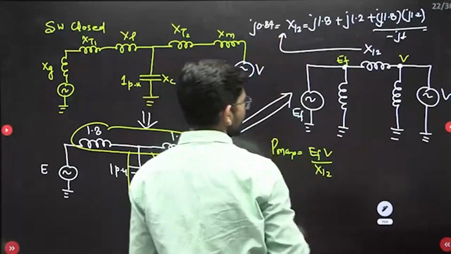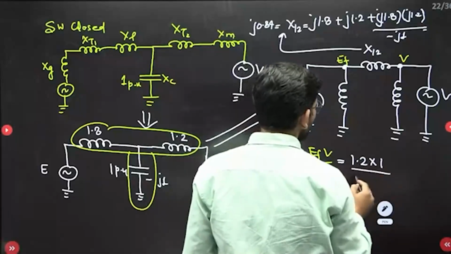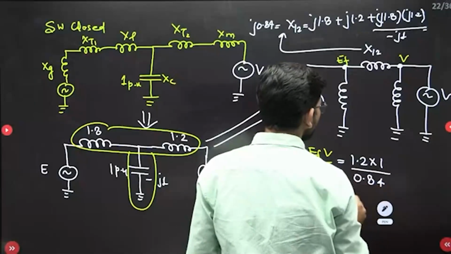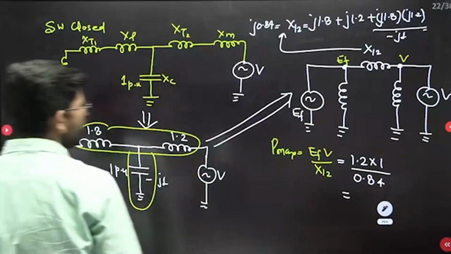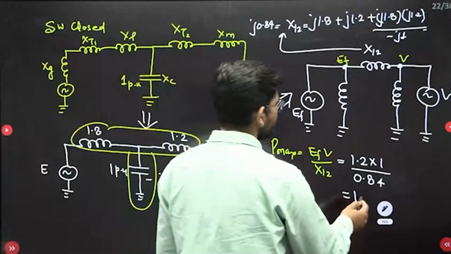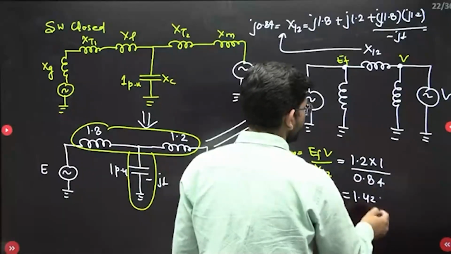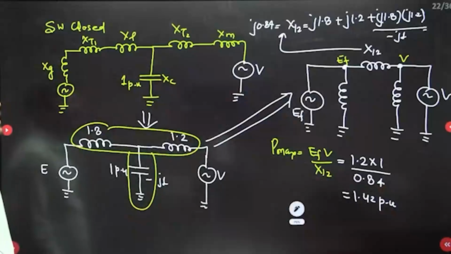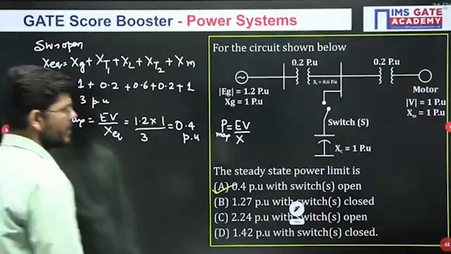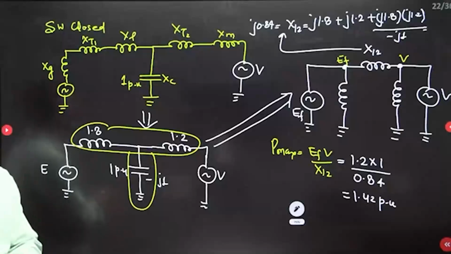Let me write it here. Now you have got everything. EF is 1.2, V is 1, upon 0.84. So when you do that, what answer will you get? You will get 1.42 per unit of power. So just see, 1.42 means option number D. I hope this is clear to you right now.